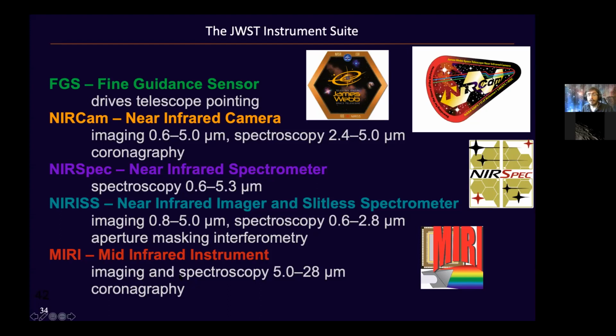Then MIRI is the instrument that I work on. So this is the mid-infrared instrument going out from about 5 microns to almost 30 microns or so, so way away from the optical. Now we're really into the regime in which dust glows. And this is going to do both imaging and spectroscopy and coronography as well, so that we can look at the properties of planets this far out into the infrared.